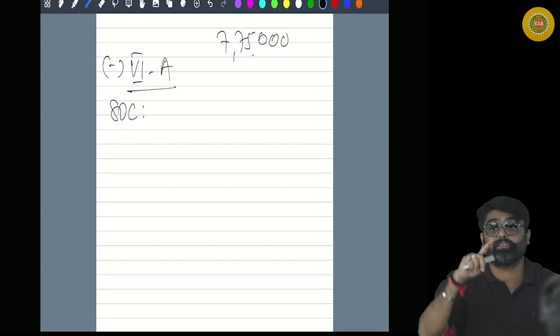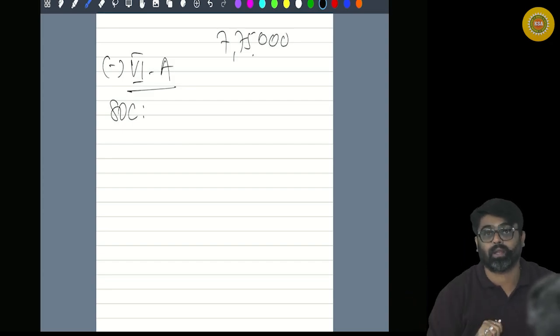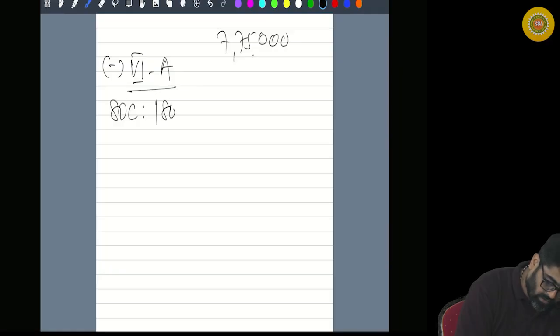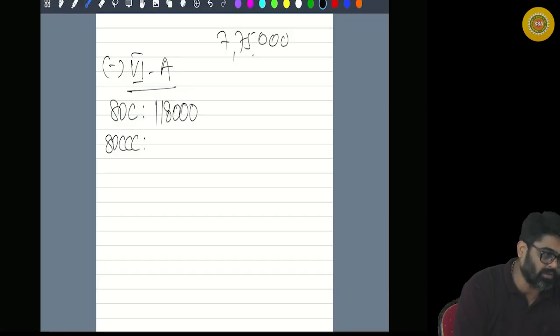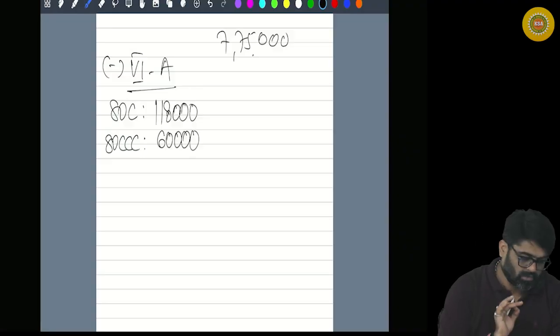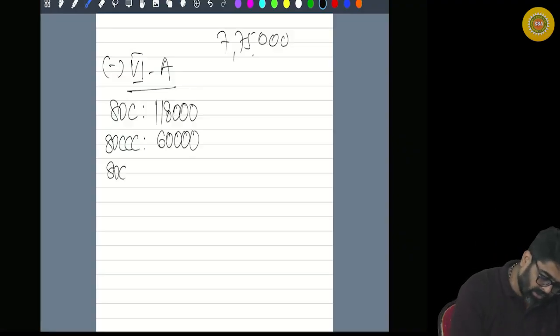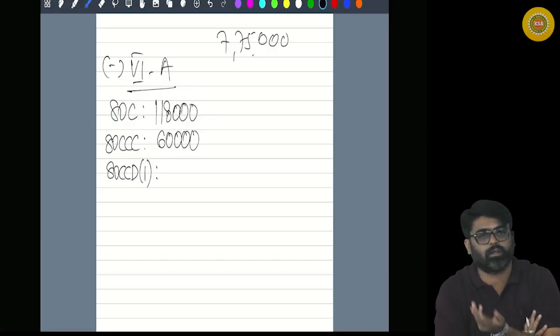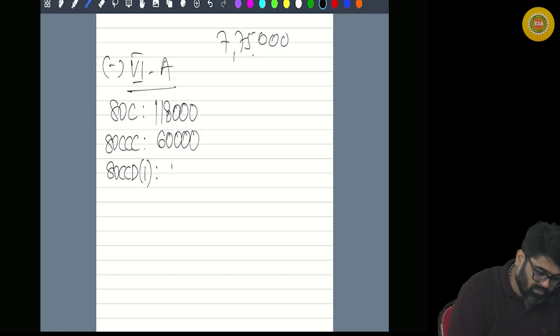Two amounts. One is 18,000 and second one is 1 lakh. So 1 lakh 18,000 or 1 lakh 50, whichever is lower. So 1 lakh 18,000. Then 80CCC also you can see. 80CCC was how much? 60,000. 60,000 or 1 lakh 50, whichever is lower. So 60,000. Can you see 80CCD1? 80CCD is not there. So it will be nil.